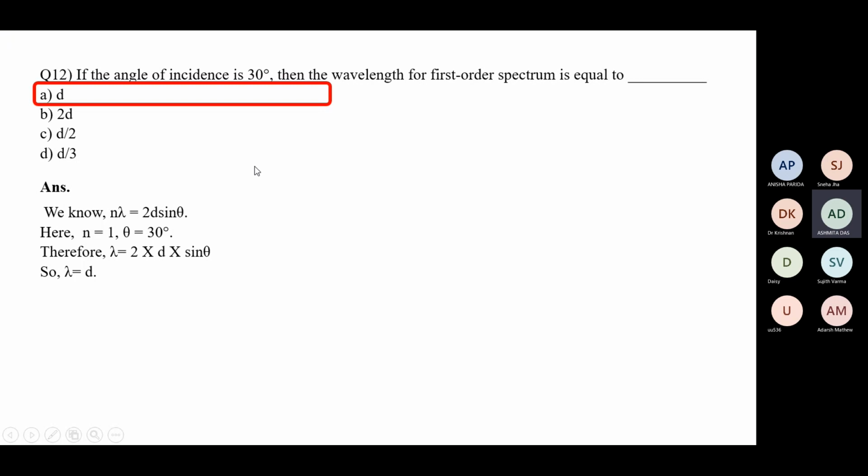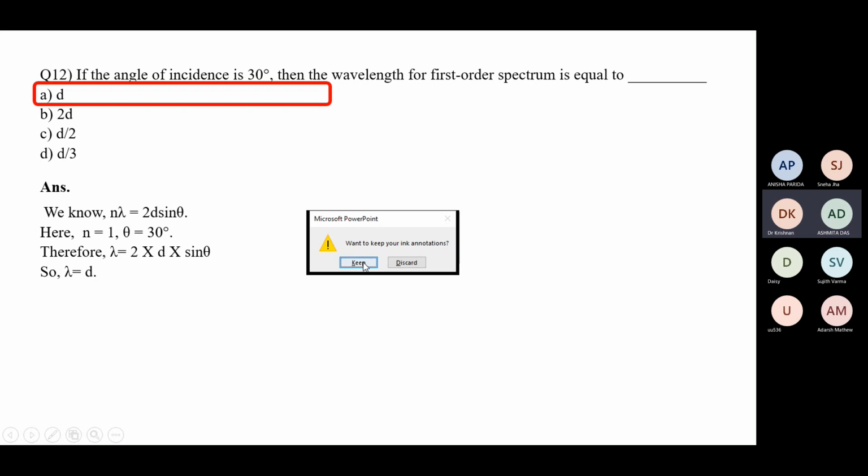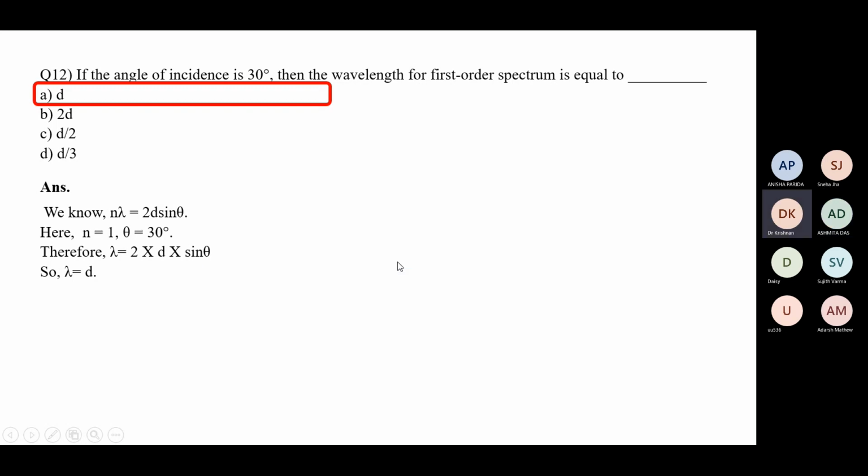Now I will give some questions in the chat box. Please check the chat box. Hello, I have one doubt. Sorry, that's why I'm telling, please kindly write in the chat box because I am facing some difficulty in hearing the voices. So it will be better. Whoever has any doubt, please put it in the chat box.